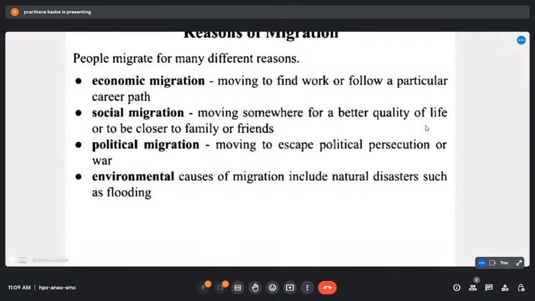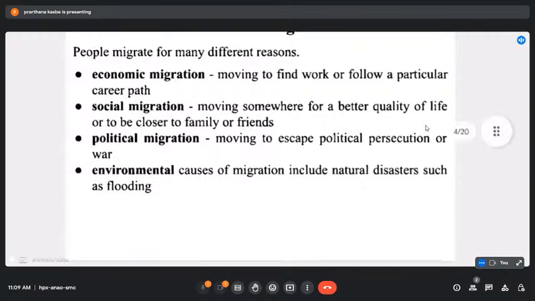Social migration means moving somewhere for a better quality of life or to be closer to family or friends. That is social migration. It means you can move anywhere for a better quality or standard of living. That is social migration.